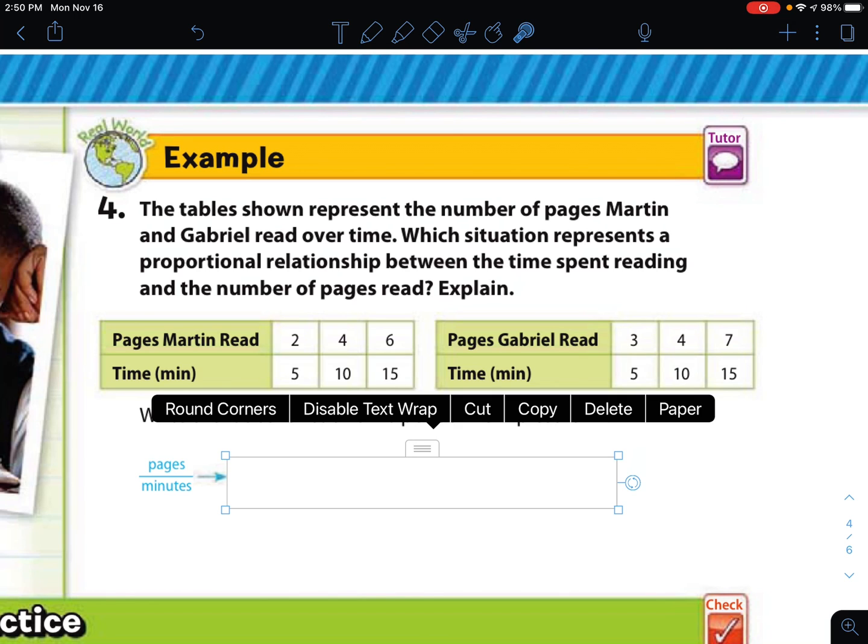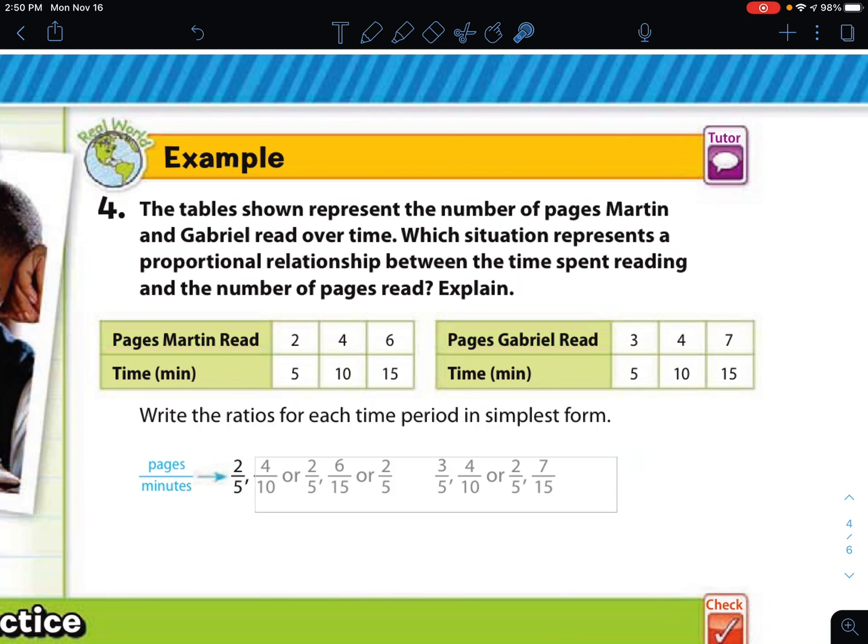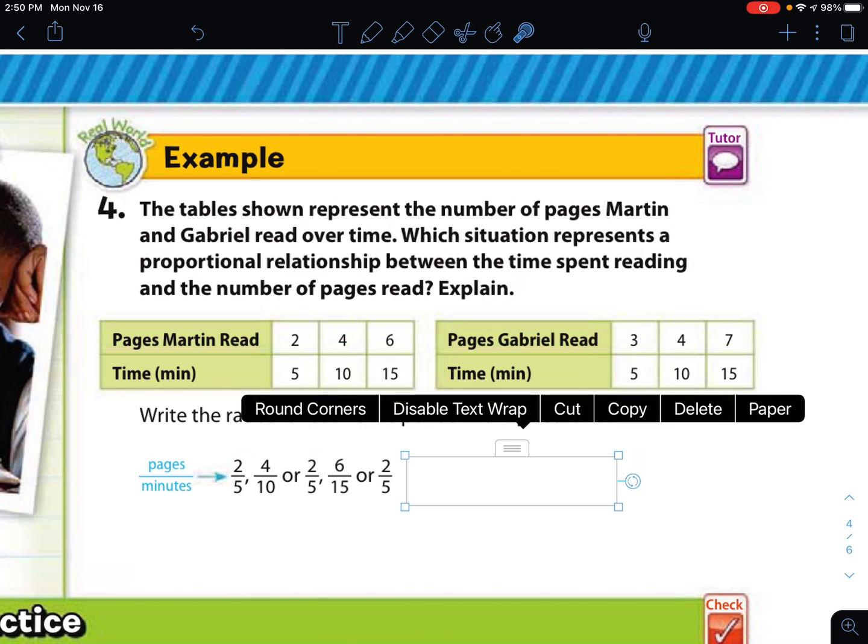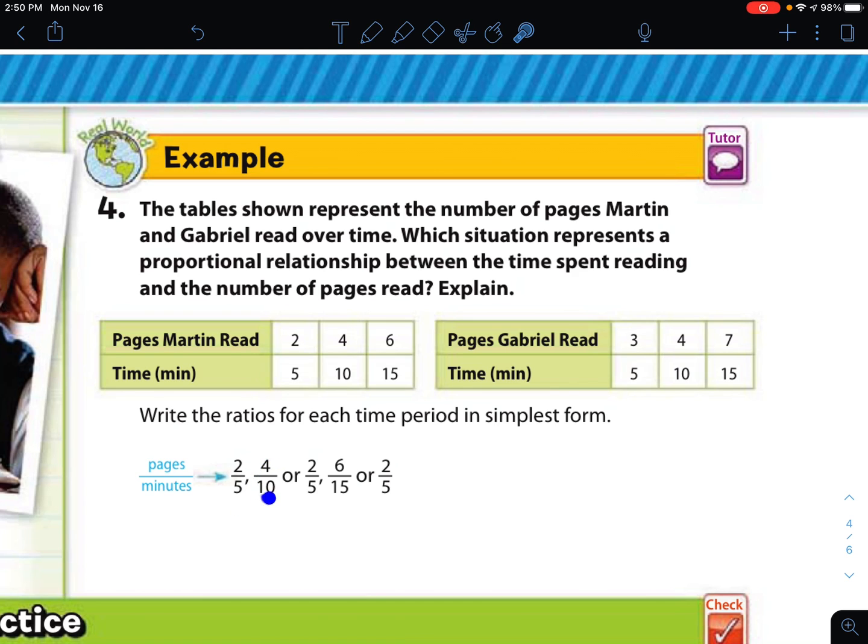So let's take a look at the pages Martin read, which is 2/5, 4/10, and 6 over 15. If you notice, they all simplify to 2/5. So 4/10 simplifies to 2/5, 6 over 15 simplifies to 2/5. So you notice here you can already see a common ratio.